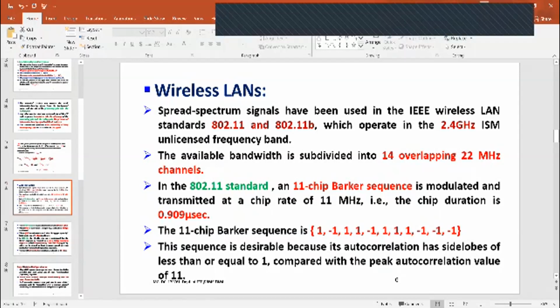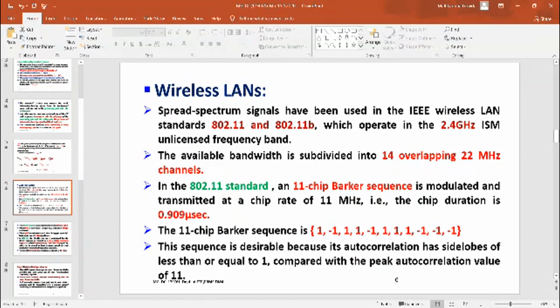So wireless LAN, I think you will be able to visualize now. From one access point, a prescribed number of users will be able to access that device. That is what it means. It has its own advantages.